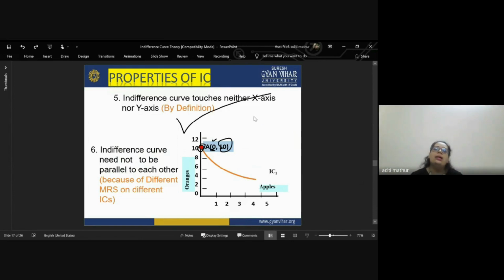The sixth property of our indifference curve is that indifference curves need not be parallel to each other. It is not always that they will be parallel, but somewhere down the line they never intersect or touch each other. So they give you that picture of being parallel, but they need not always be parallel, right? Because of the different MRS on the different indifference curves.